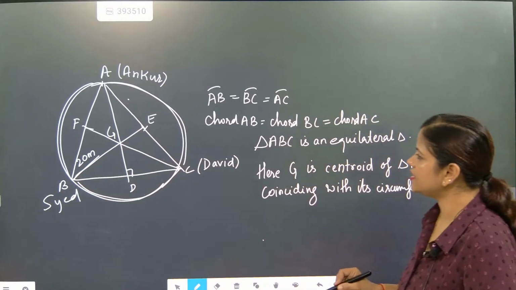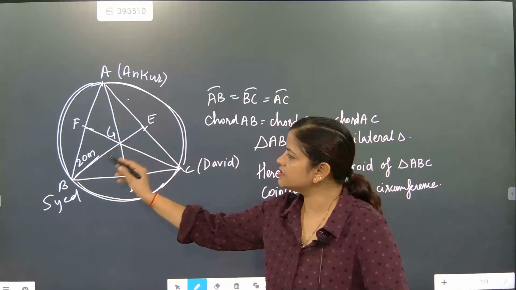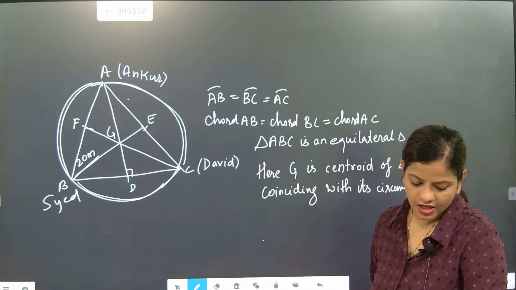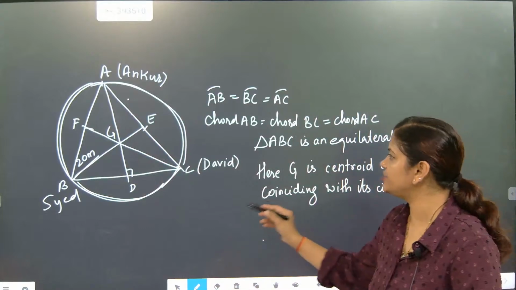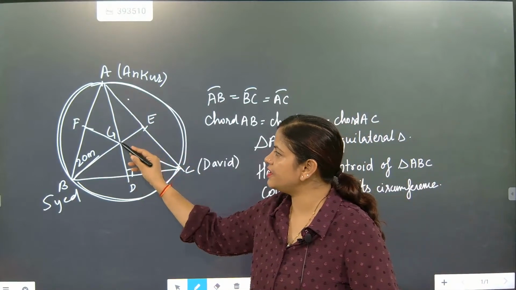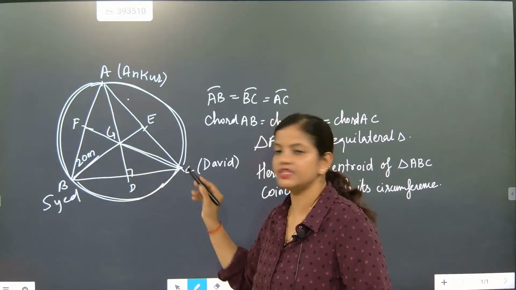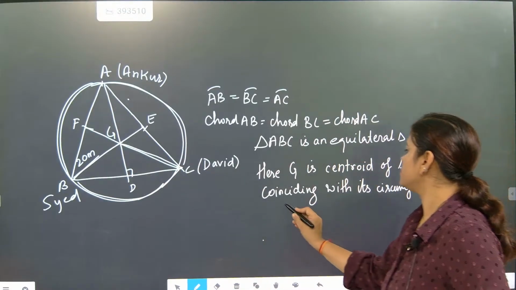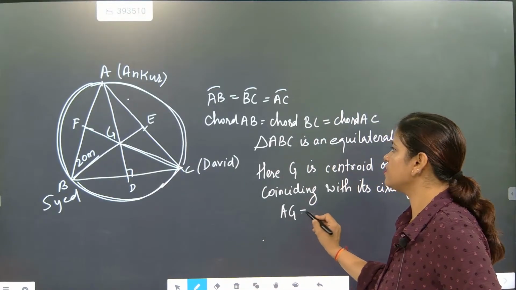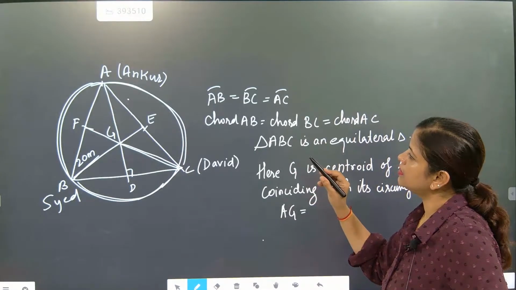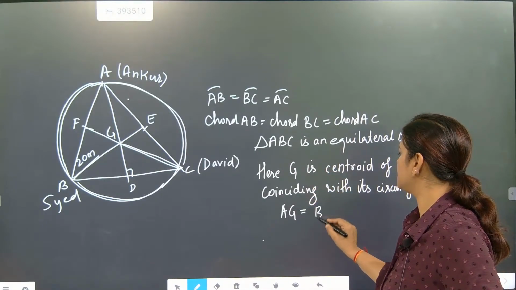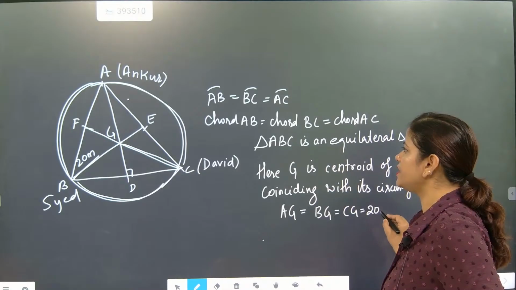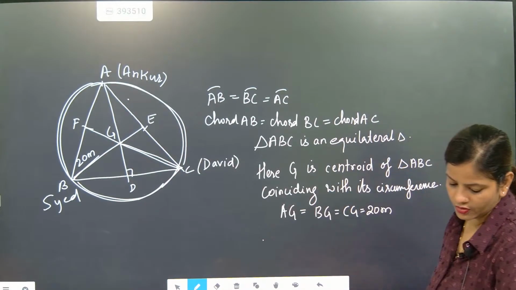Now beta, one thing is there, they told that the radius is 20 centimeter. That means beta, AG will also be 20 centimeter, this part will also be 20 centimeter, and this part will also become 20 centimeter. Note down, this is most important. So AG is equal to BG is equal to CG is equal to 20 meter. Note down.